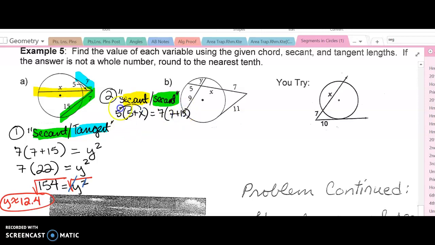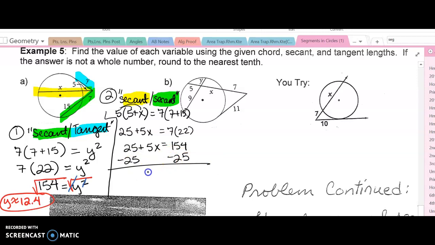So if I distribute the 5, I'm now solving this equation. I get 25 plus 5x. And then this is 7 times 22, which again is 154. And then we're going to subtract 25 from both sides, and that gives us 129. And then to get x by itself, we're going to divide by 5, and x comes out to be 25.8.